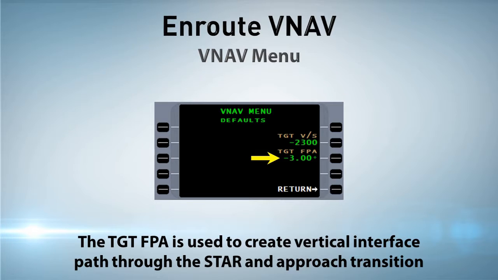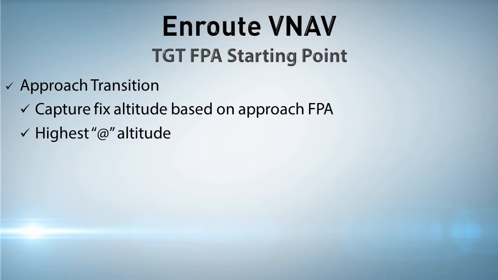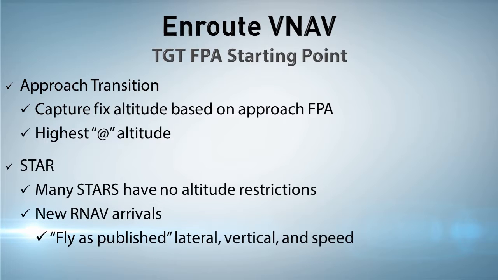The target flight path angle can be adjusted between 0 and 9 degrees, enabling you to choose an angle that is optimal for your descent. Transition to the approach VNAV occurs at the capture fix, based on the flight path angle or the highest crossing altitude if that doesn't work. When you are cleared for a STAR with published altitude restrictions and told to fly as published or descend via, your FMS can easily create a vertical nav profile.